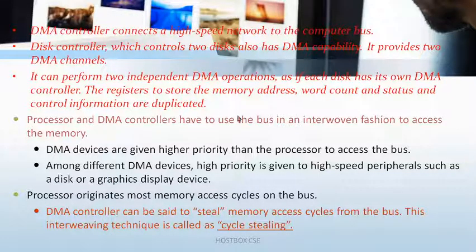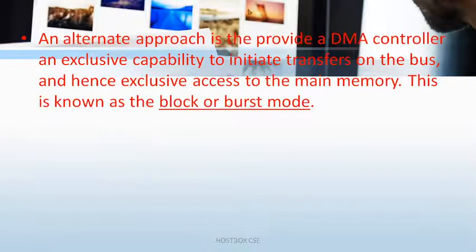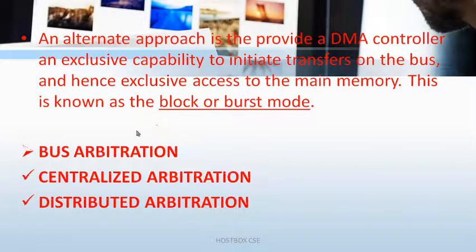So if you closely look at the DMA controller, one more technique called cycle stealing is there. And moreover, an alternate approach is to provide the DMA controller an exclusive capability to initiate transfers on the bus and hence exclusive access to the main memory. This is known as block bus mode. So the first way is to directly use the DMA controller without intervention of the CPU, that means getting permission from the CPU and doing it. One more method is bus arbitration, followed by 2 subtopics called centralized and distributed arbitration.